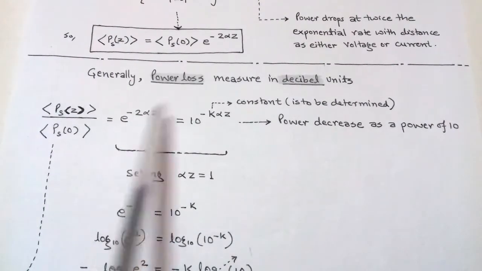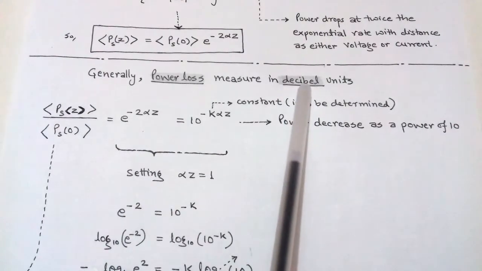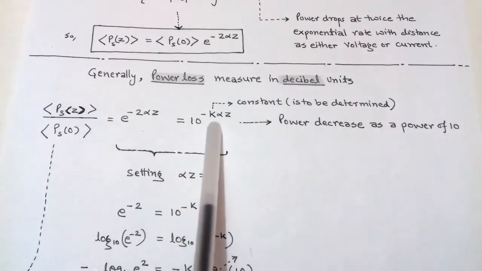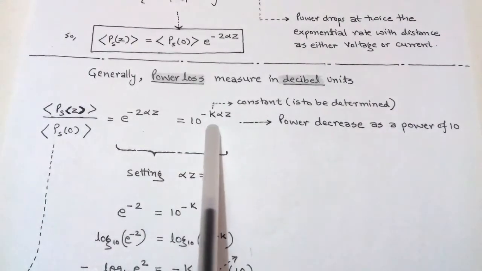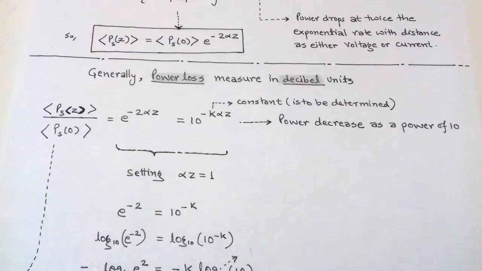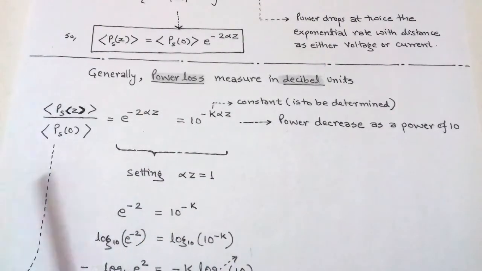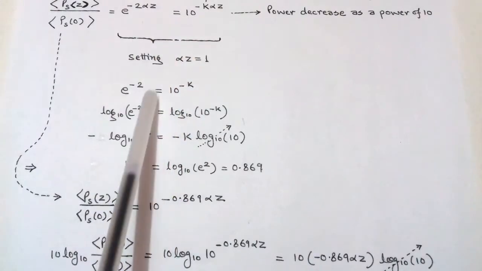To convert it into a decibel unit, we express this power as a power of 10, which is equal to 10 to the power minus k alpha z. Here k is a constant which is to be determined. So here we see that when the value of alpha z is 1, we get e to the power minus 2 equals 10 to the power minus k, which means that we simply equate the above equation.